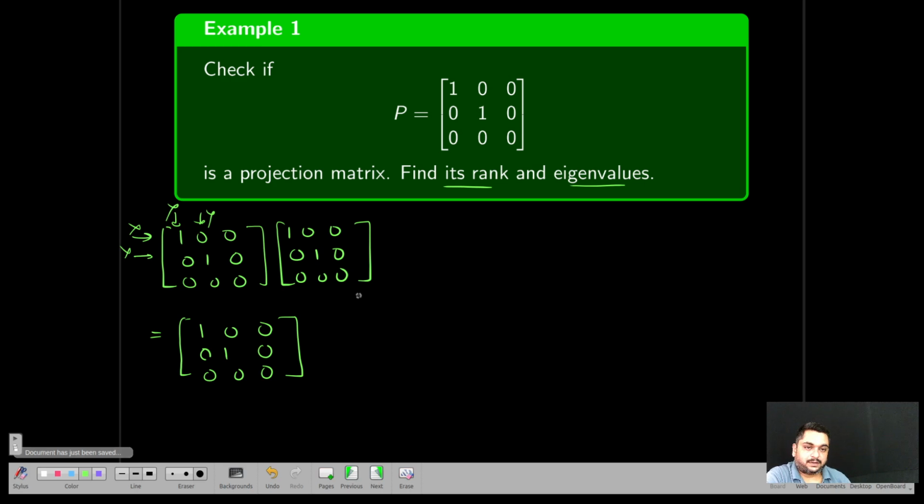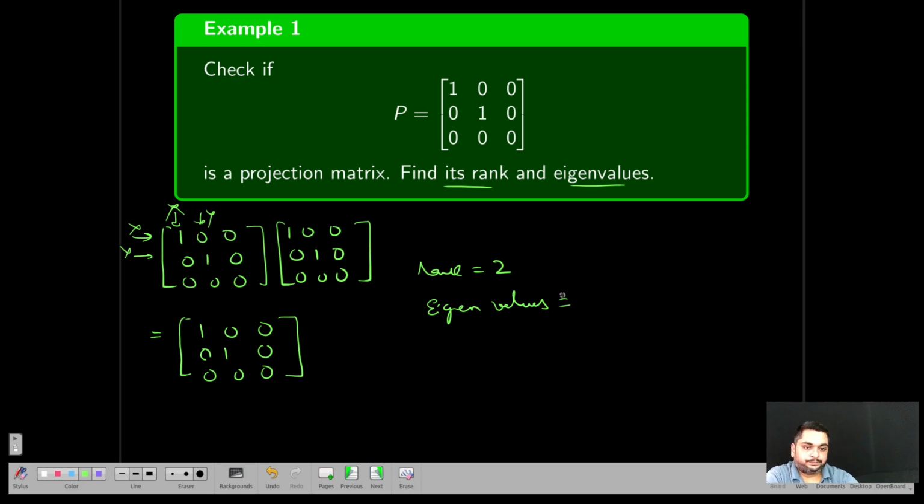It's a projection matrix, so its rank will be the number of subspaces, that is rank equal to 2, for the x and y plane. Okay, x and y axis. For the eigenvalues, they will be either 0 or 1.